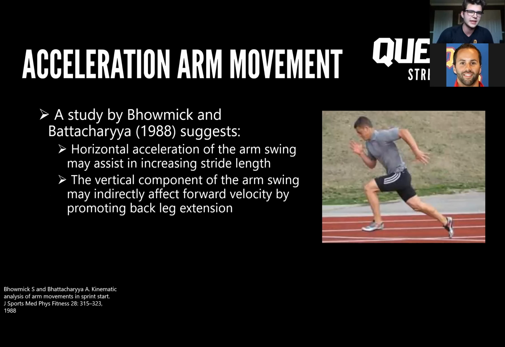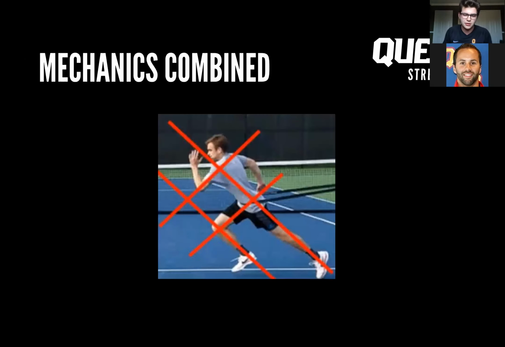Another thing they found is the vertical component of the arm swing, the down and back method that I just talked about with pulling the rope. It can indirectly affect forward velocity by promoting back leg extension. The greater the extension, the more force we can produce as it pushes back, creating forceful movement forward.